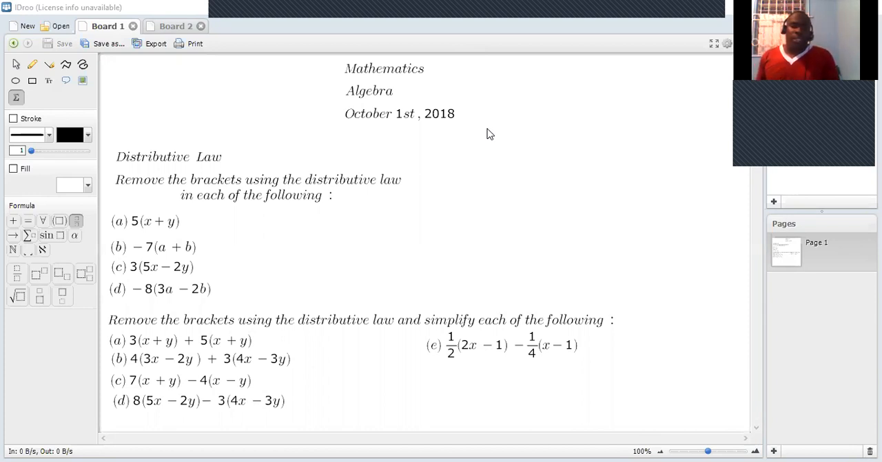All right, now distributive law, it says remove the brackets using the distributive law in each of the following. So I'm just going to ask you to try to do number 1, part A. And if you understand it, then we'll move on to the next one.